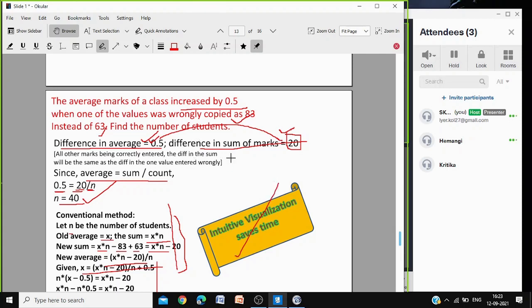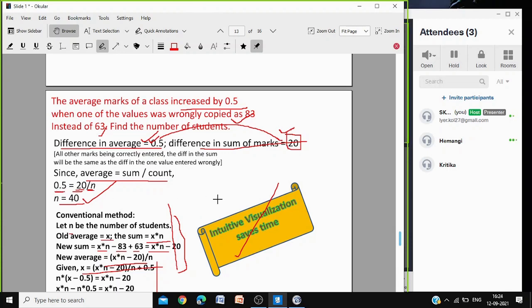Visualize. Why did I get 0.5 extra? Because the total was 20 extra. When the total is 20 extra, I am getting 0.5 extra. So 20 divided by the number of students should be 0.5, so the students are 40.